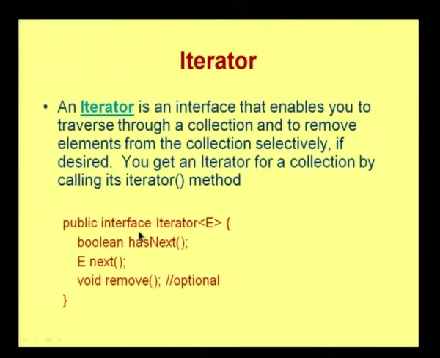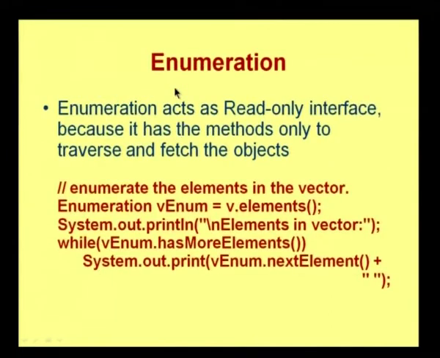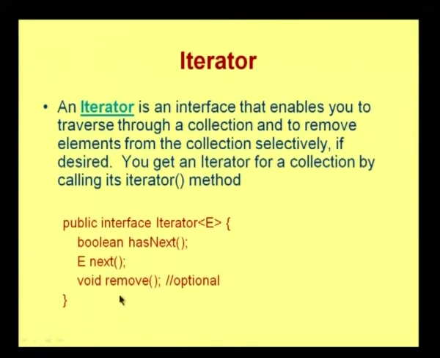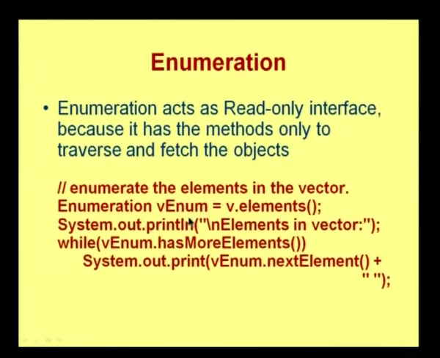So you can see this, we have an interface called Iterator which can hold any data type. So I have a method called hasNext. I want to check whether there is any next element in order to get my element. If I want to remove also, I can remove. Similar to iterator, I also have another interface, Enumeration. Enumeration acts as a read-only interface because it has methods only to traverse and fetch the object. Whereas in my iterator I can remove, and in my enumeration I cannot do it.